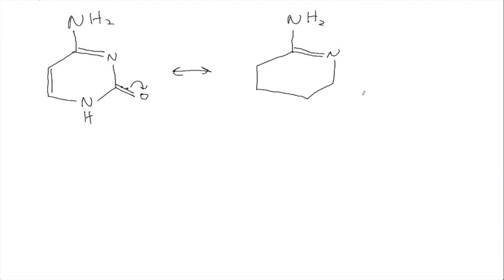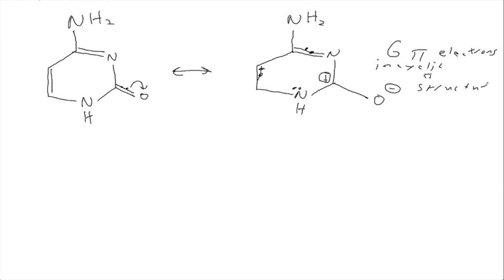And I'll go back to my screen. One, two, three, four, five, 6. And we don't count the lone pair on this nitrogen because it's already contributing to the pi bond. So there are 6 pi electrons in the cyclic pi structure. So we said this was aromatic.